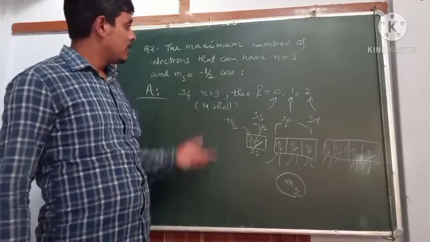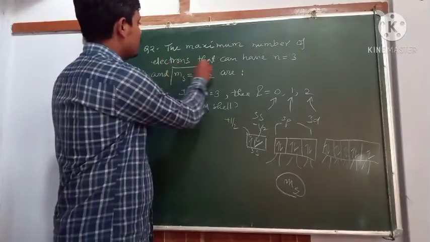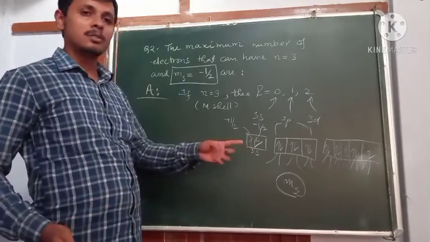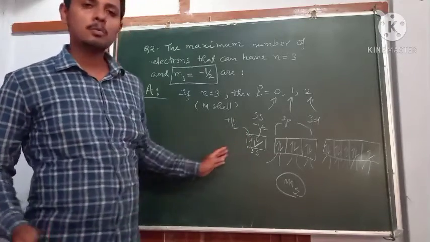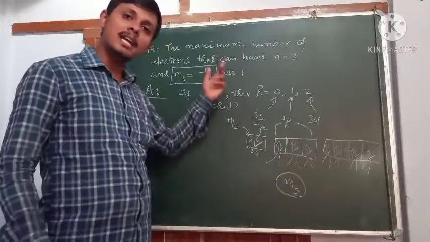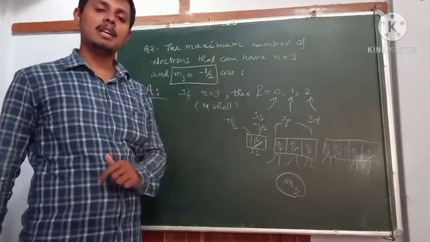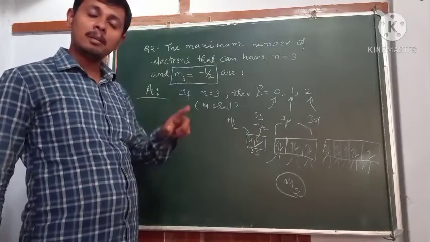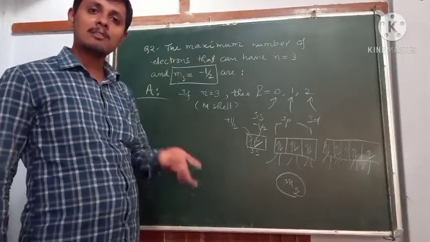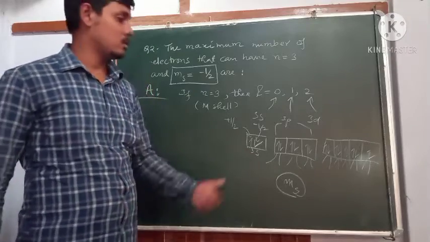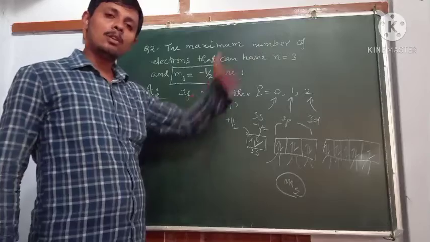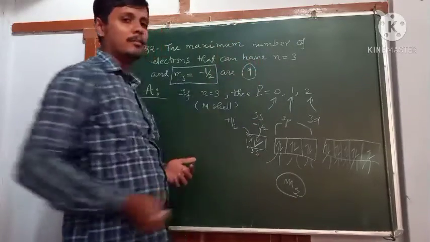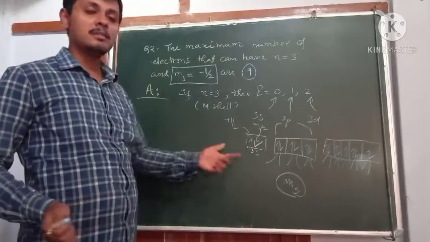Now, among them, how many can have ms equals to minus half? So 50% probability. If it is fully filled, then half will be plus half ms, half will be minus half ms. That means the maximum number of electrons that can have ms equals to minus half will be 9. Total is 18, so 9 will be plus half, 9 will be minus half. That means the answer is 9.